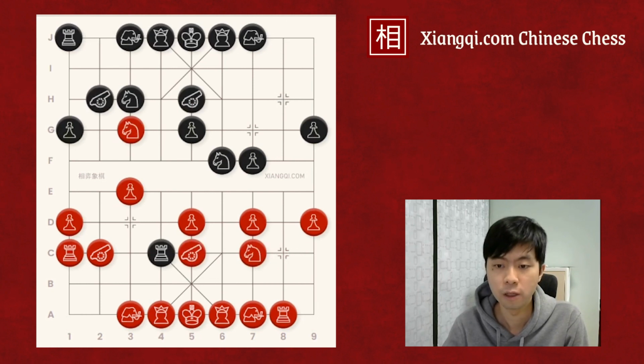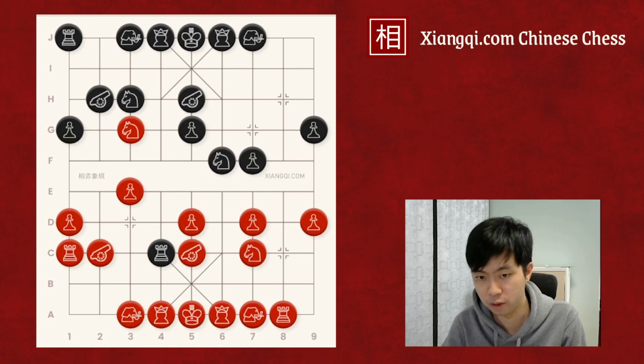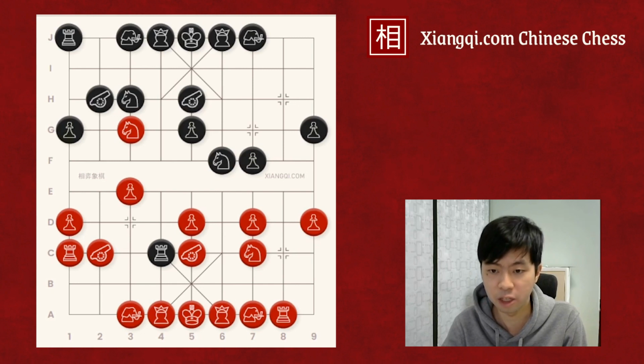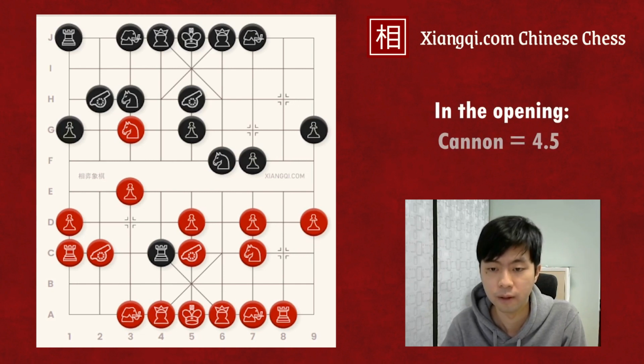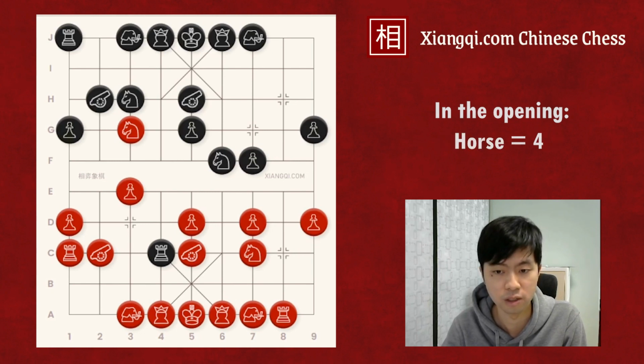Lastly, you may know that the cannon is generally considered stronger than the horse in the opening, given that it gains more moves with additional pieces on the board, while the horse is more likely to become blocked when there are more pieces. In terms of piece value, in the opening, the cannon is typically rated at 4.5 points, while the horse is rated at 4 points.